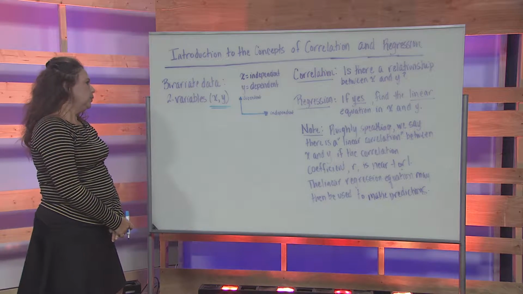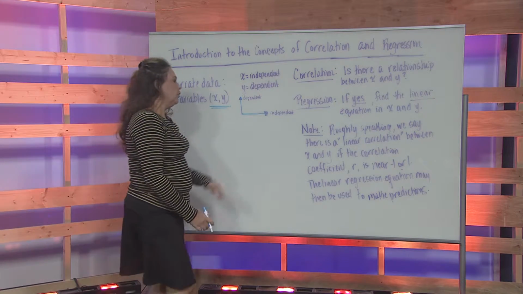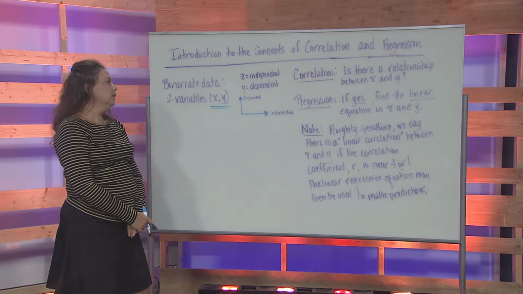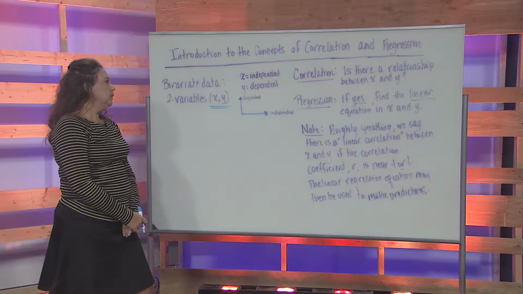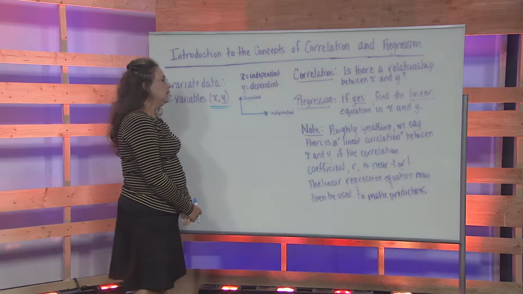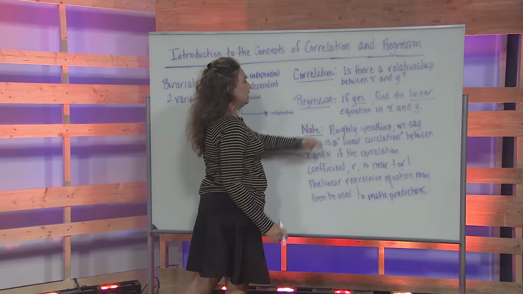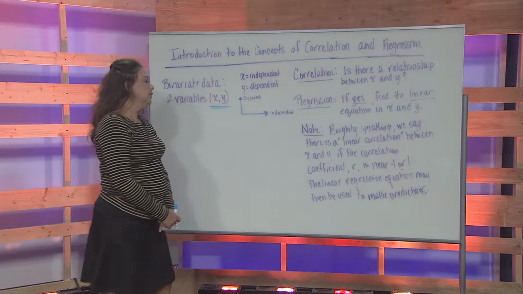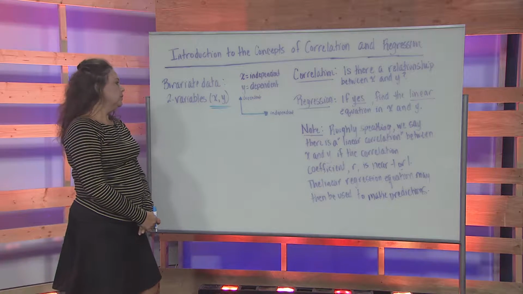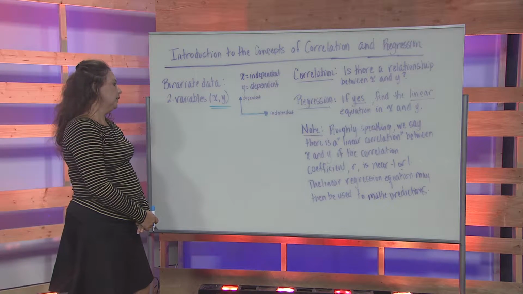So a couple of things we want to talk about is, for correlation, is there a relationship between X and Y? And we'll have a couple different ways we can look at that. And if there is a correlation between X and Y, then can we find a linear regression equation in X and Y that we can use to predict values of Y for given values of X?